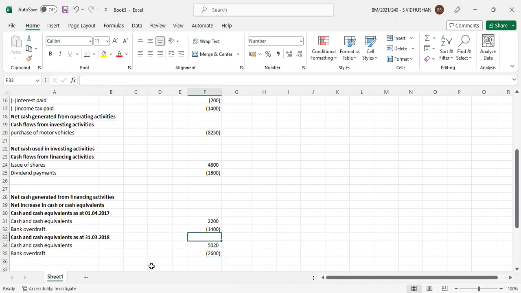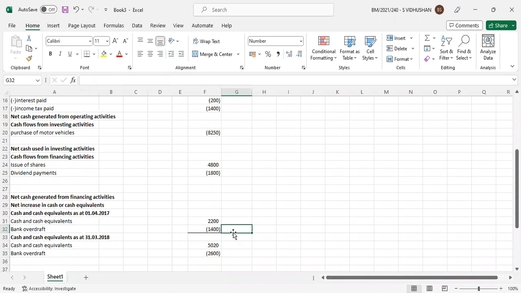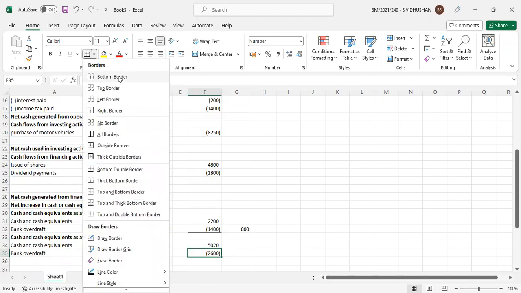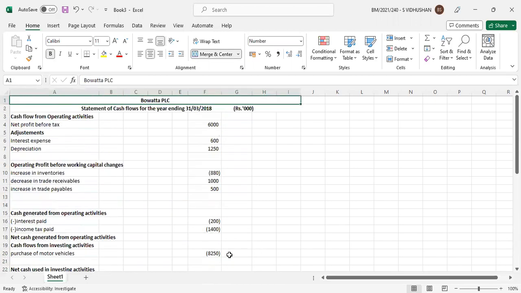Now, from 2,200, once you deduct 1,400, you will be getting 800. Then from 5,020, once you deduct 2,600, you will be getting 2,420. Right. Now let us do this one, the balancing part.